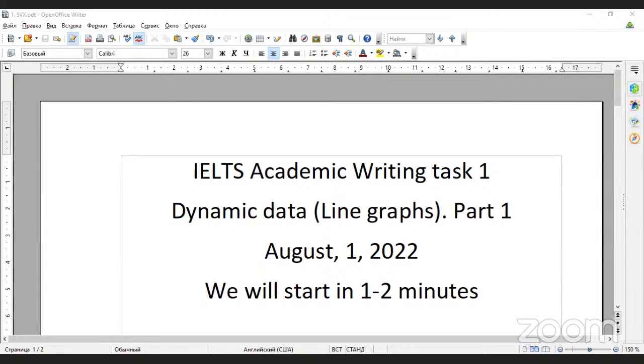Today, we're going to have a live stream that is dedicated to academic writing task 1, and that's the dynamic data, and we'll have a look at an example of describing academic writing task 1.